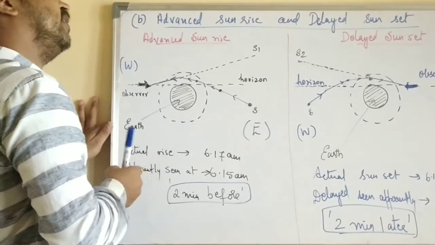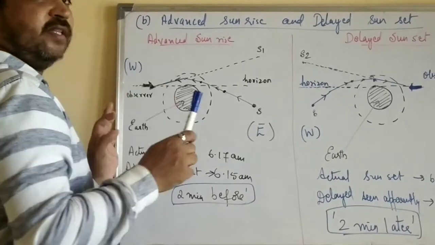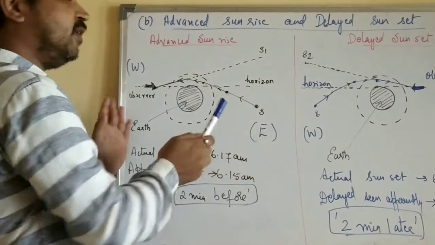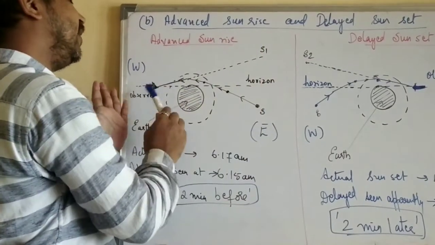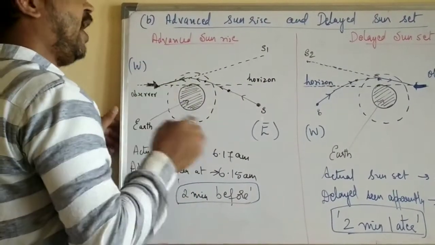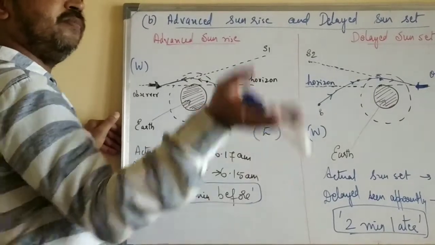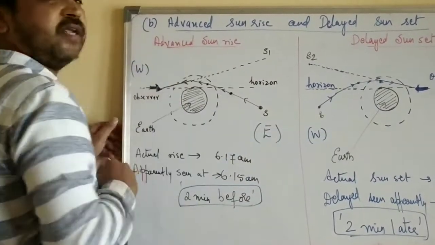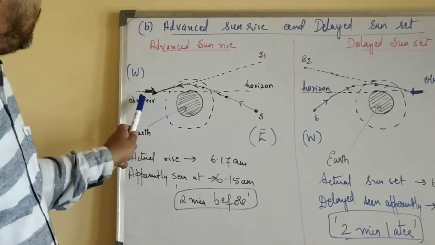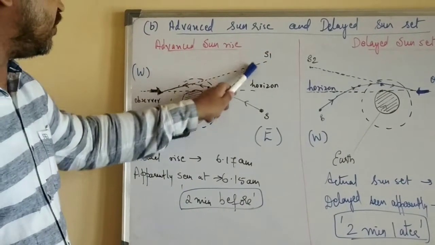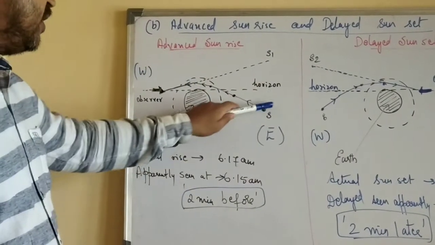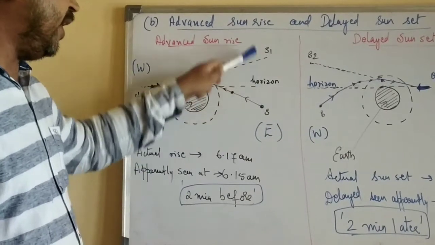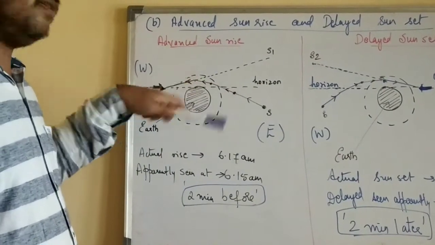So which means the observer is seeing the apparent rise of the sun 2 minutes before. Before means what? Advanced sunrise. So this is where the observer is seeing the sun at S1 position. Actually the sun is at S position. The delay is 2 minutes before.